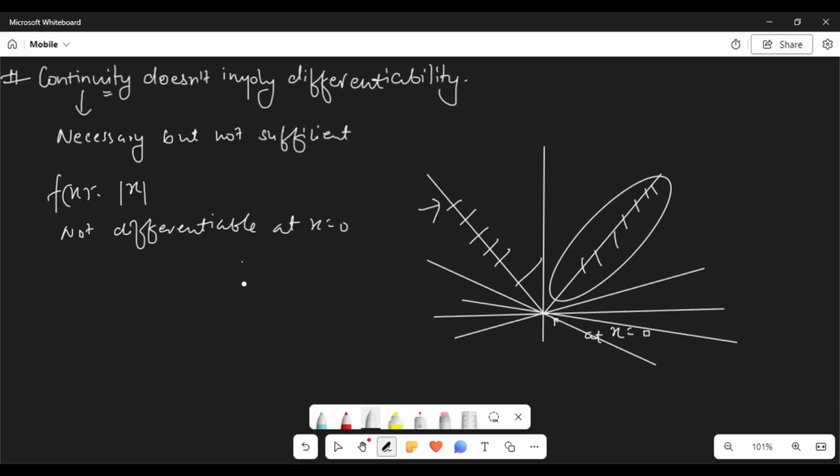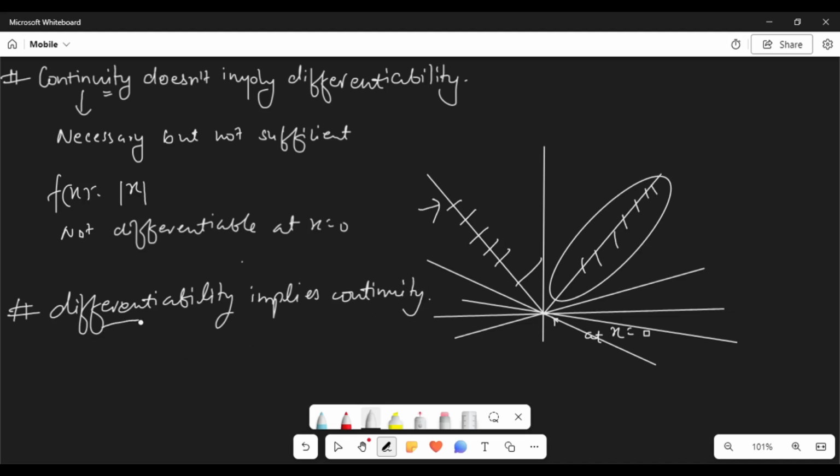So, we can say continuity does not imply differentiability. But to be differentiable, a function must be continuous. That is, differentiability implies continuity. This means for a function to be differentiable, the function must be continuous. So, if a function is differentiable, it is automatically continuous at that point. In the next section, we will see how to calculate the derivative using first principle.